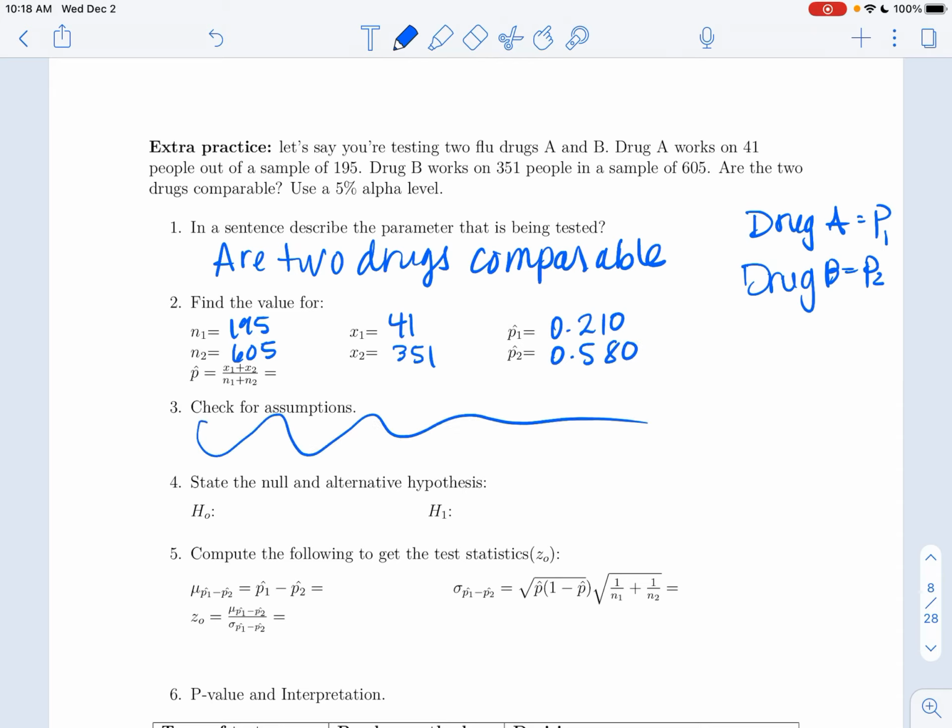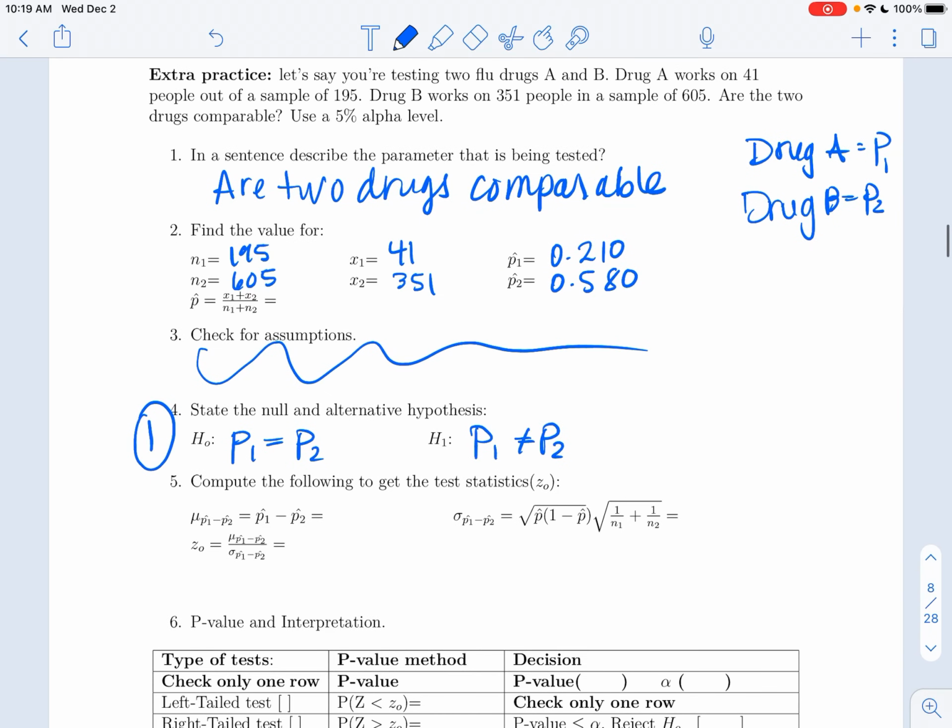We're not going to do this. Remember, this is step one. So are they comparable? So does P1 equal P2? And then does P1 not equal P2? All right. We could do some of this math. So for mu, we're going to do the difference. So 0.210 minus 0.580.